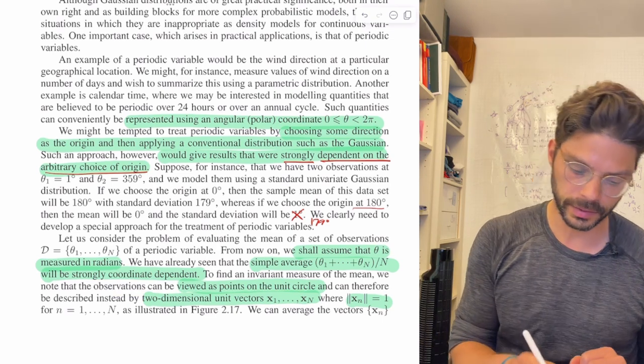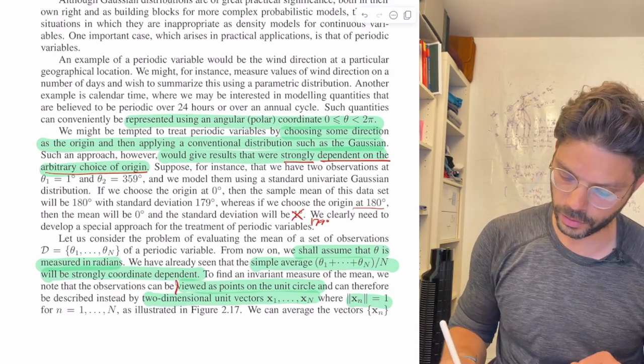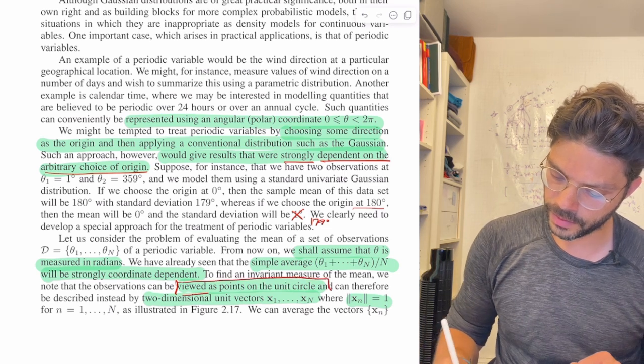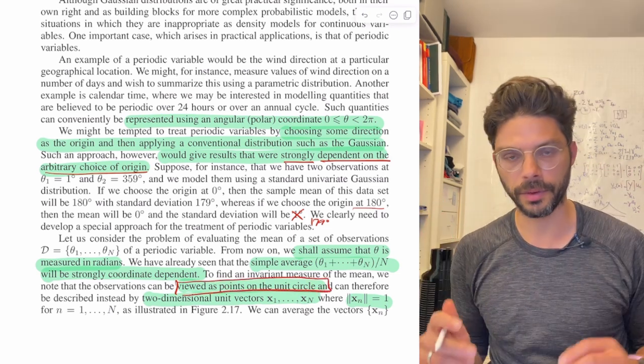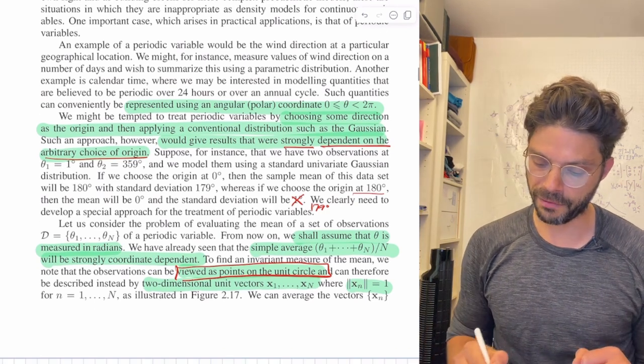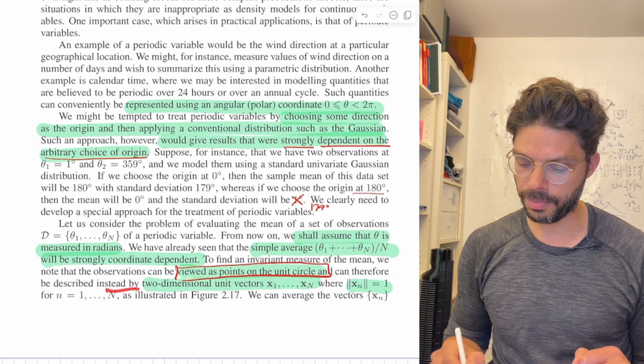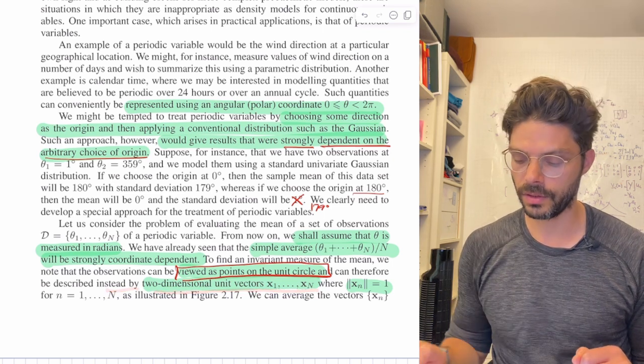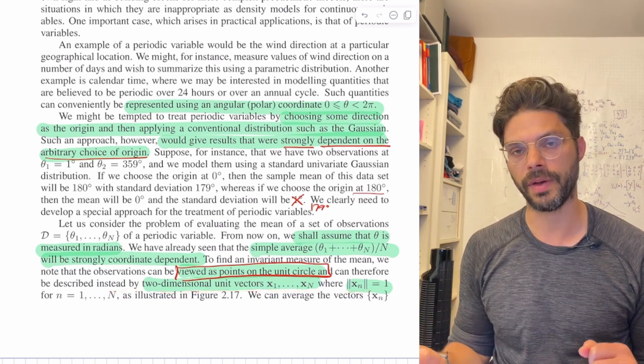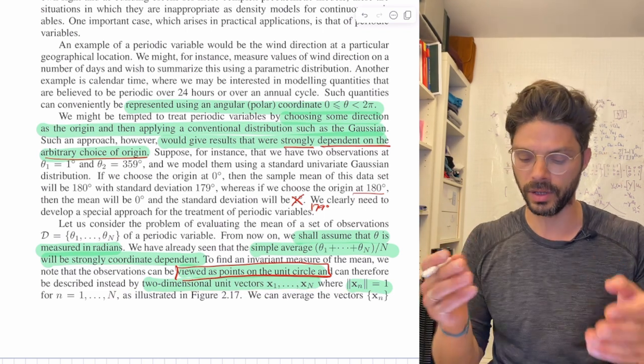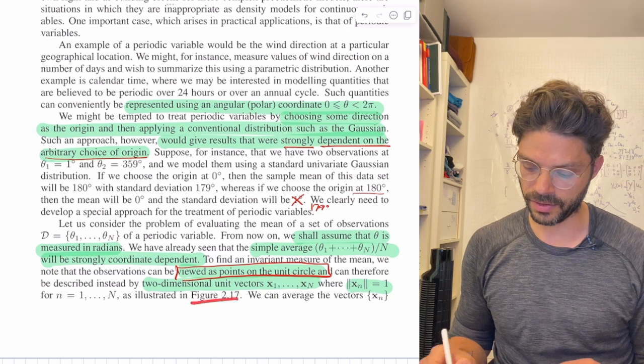This is the main insight, and they can therefore be described instead by two-dimensional unit vectors, where the norm of the values is 1. It just means putting them on the unit circle. Okay, so let's do that. That's going to be figure 2.17.